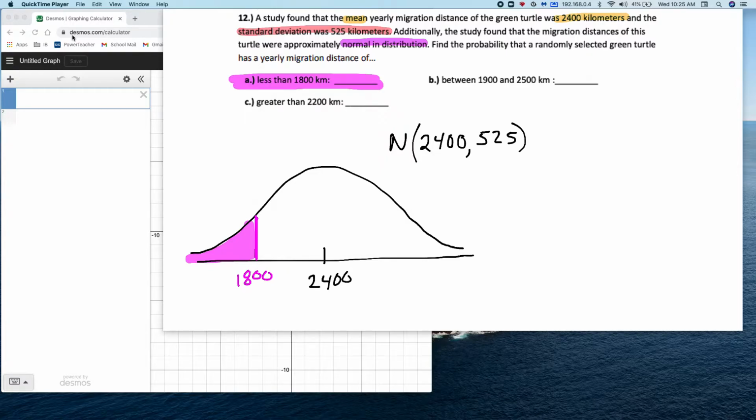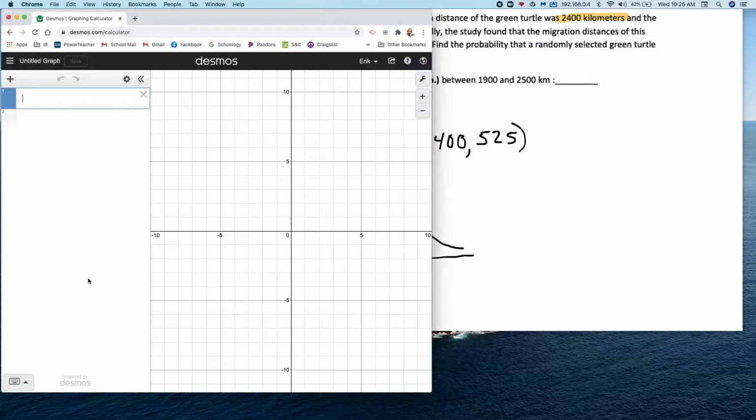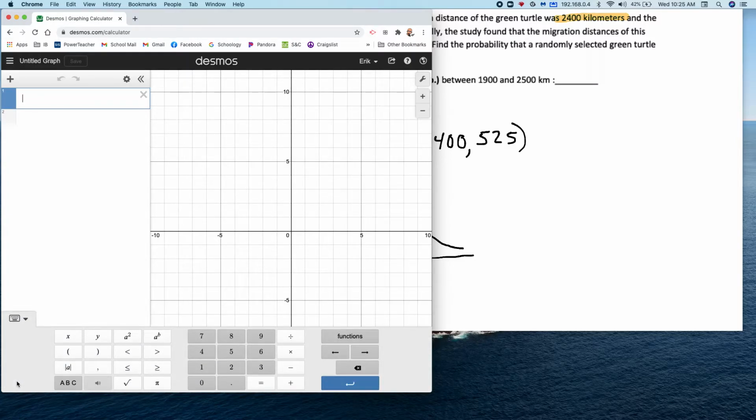Well, I'm going to get a calculator to do it, because that's not a set standard deviation away from the mean. So here's what I'm going to do. I'm going to go over to my Desmos calculator. There's a little keypad down here. If I click that keypad and go over to functions, notice you see this DIST. That stands for distribution. You've got trig, stats, distribution, and miscellaneous.